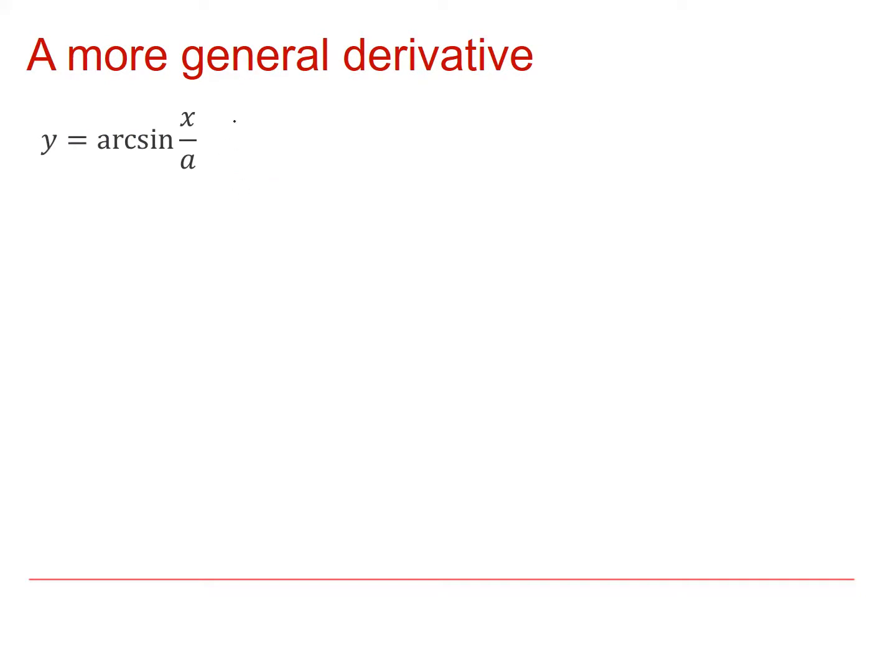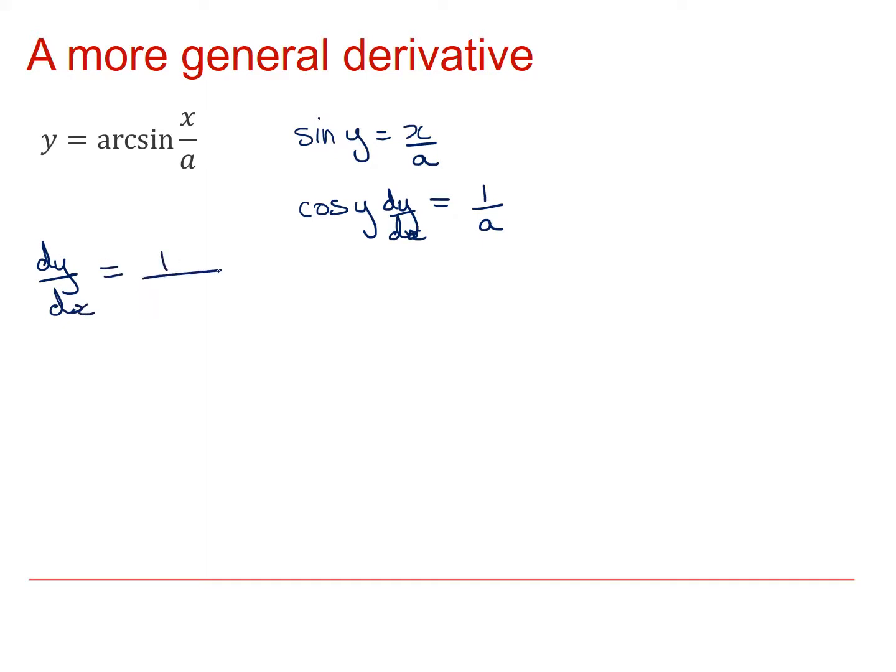Let's have a look at a more general derivative. I'm going to look at arcsin x over a, and again, just like last time, let's just rearrange this to tell me that sin y is equal to x over a, and then differentiate implicitly. So cos y dy by dx is equal to 1 over a, and then rearrange to get an expression for dy by dx. So dy by dx is equal to 1 over a cos y.